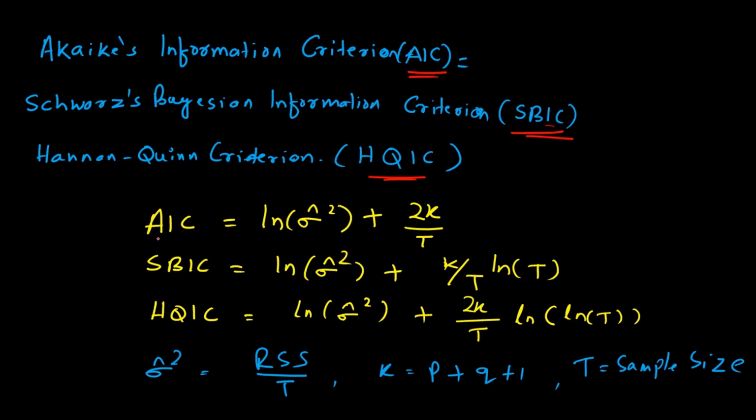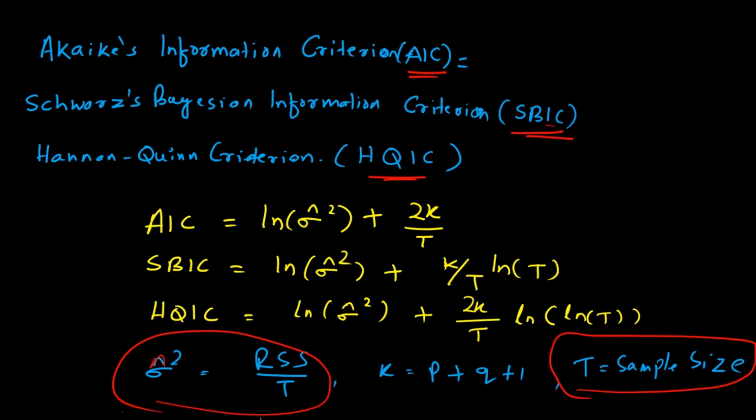Alright, so the AIC is given by ln of sigma hat square plus 2k by T. So what is sigma hat? Sigma hat square is nothing but RSS, the residual sum of squares, divided by T. T is nothing but the sample size you are using for the model. And hat is used because it's an estimated thing. That's pretty much the same as what you have seen in other statistical models. So this is how you get sigma hat square, and take the ln of that plus 2k by T.